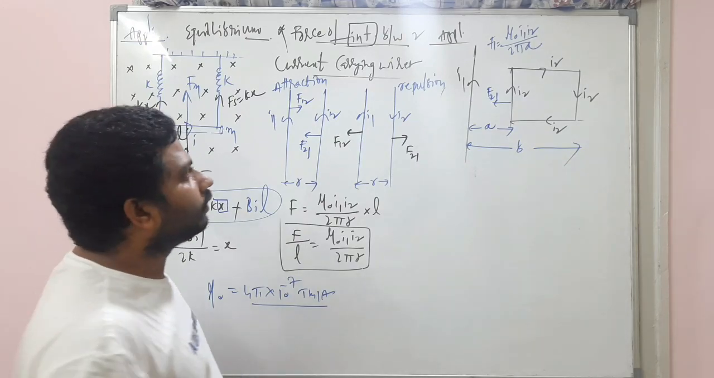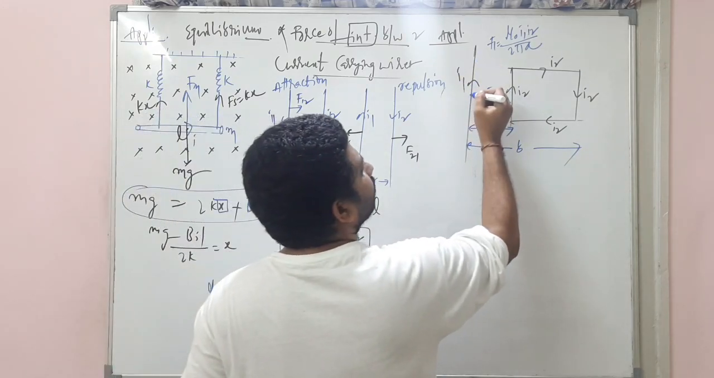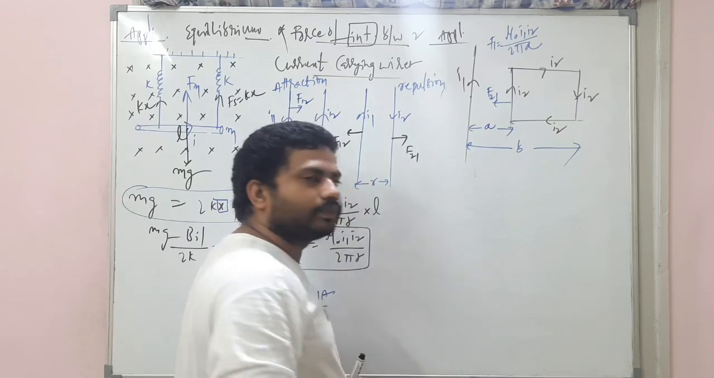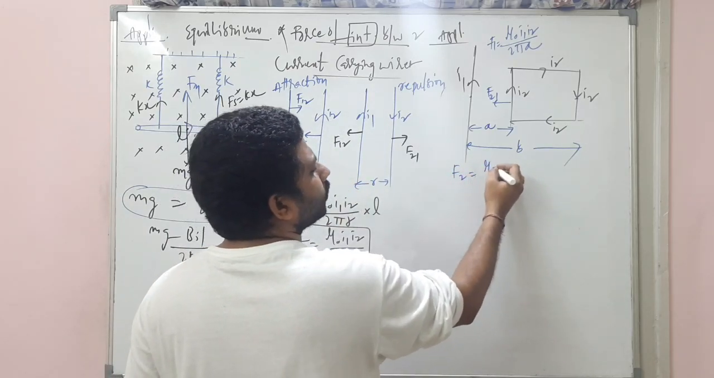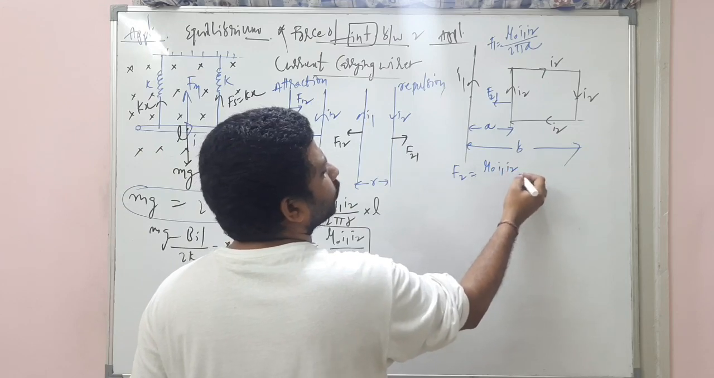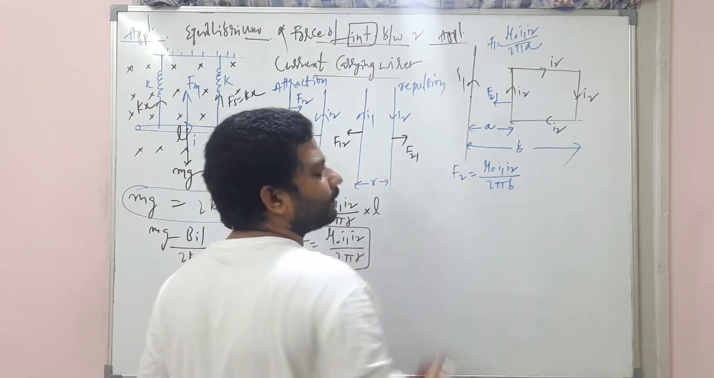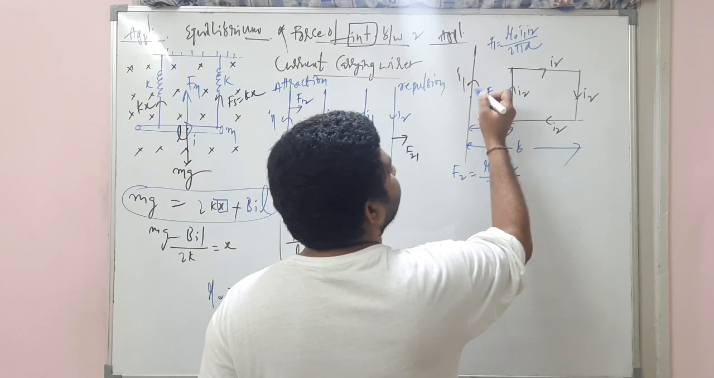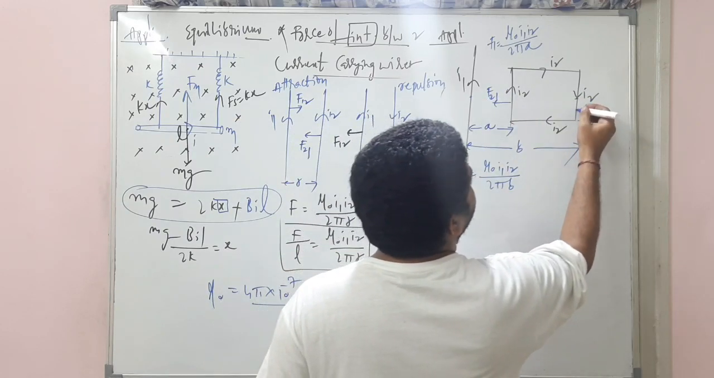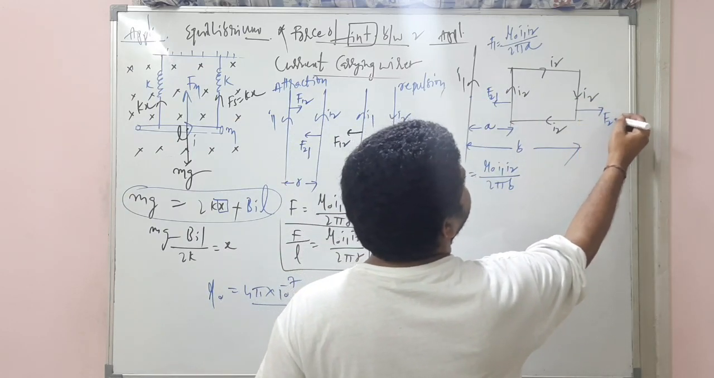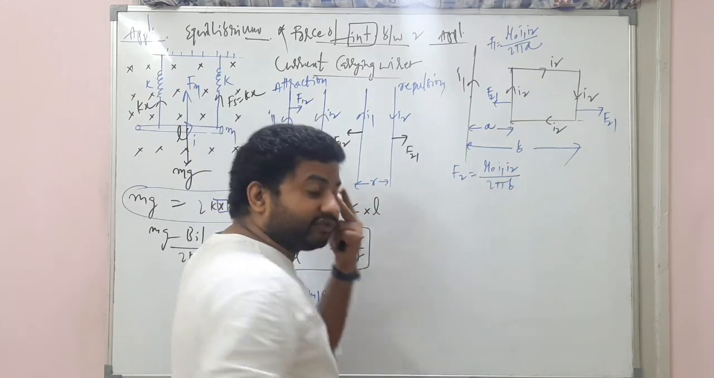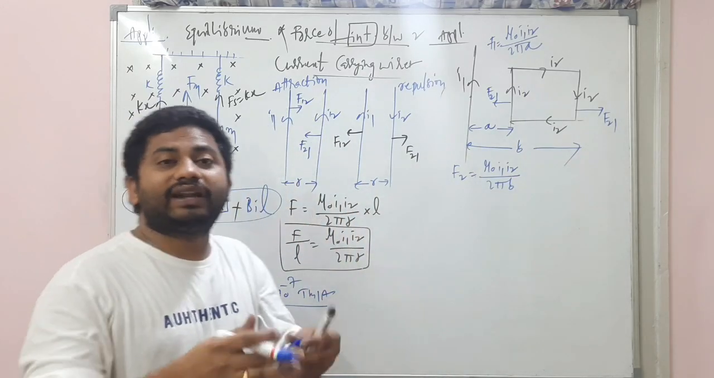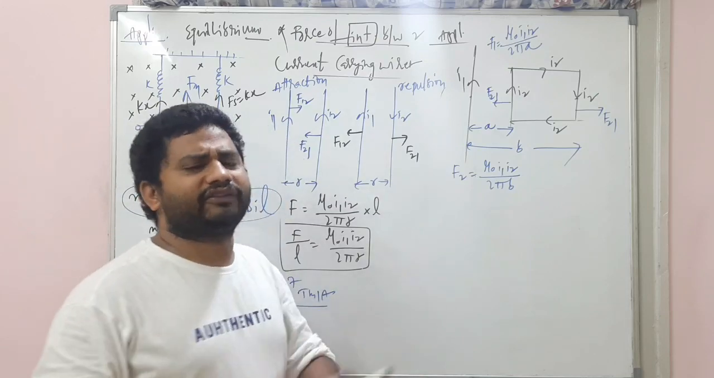Now what is the force of interaction between these other two? F2 is equal to mu naught I1 I2 by 2 pi B. This wire is fixed, and the loop side will repel like this. This is the force on the second due to the first. So which is greater, F1 or F2? Students, tell me which is greater, F1 or F2?